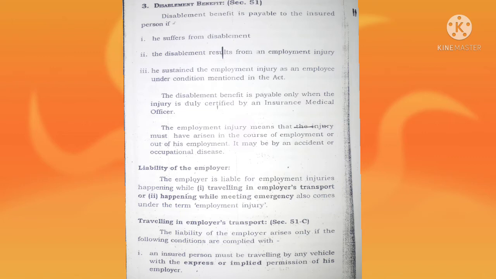The employment injury means that the injury must have arisen in the course of employment or out of his employment. It may be by an accident or occupational disease. Liability of the employer. The employer is liable for employment injuries happening while traveling in the employer's transport or happening while meeting an emergency, which also come under the term employment injury. So, traveling in employer's transport, section 51C.